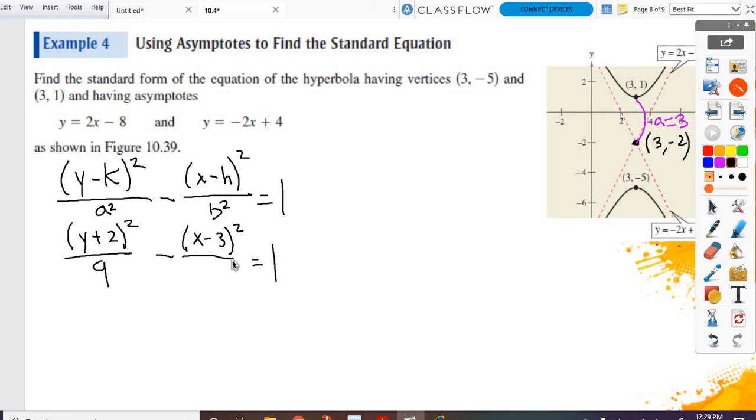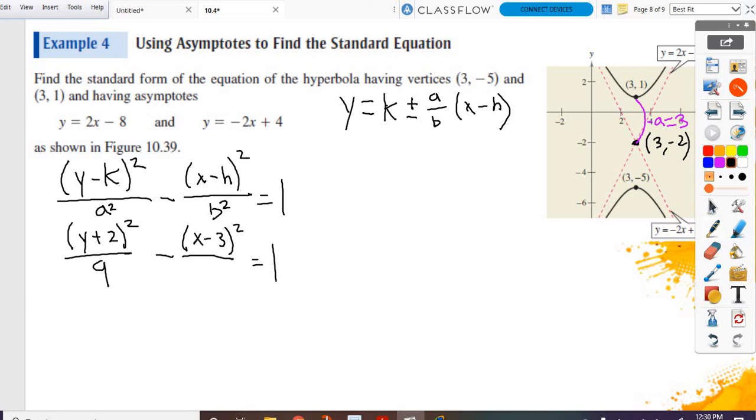Now, notice that they don't give us foci or basically anything else. They only give us our asymptotes, which means that we're going to have to use those asymptote equations that we had on the previous page. Remember that when it's up and down, it's going to be y equals k plus or minus a divided by b times x minus h. Remember that it's a divided by b when we're vertical and b divided by a when we're horizontal.